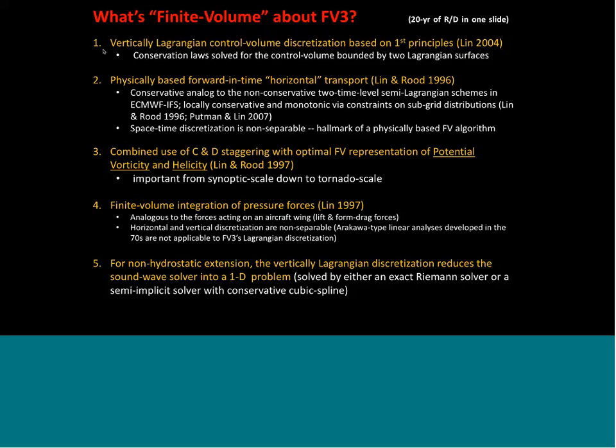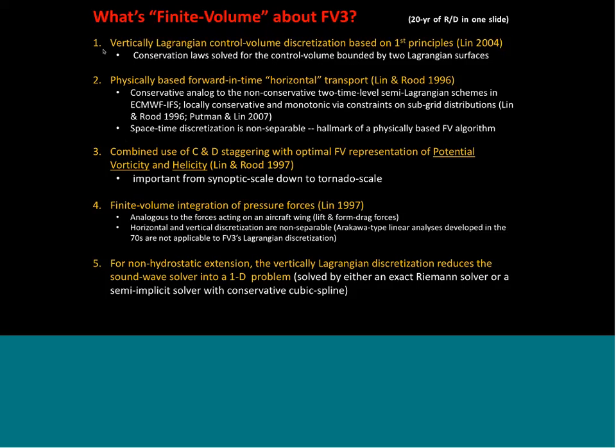The second item is the physically based forward-in-time horizontal transport. This is important not just for accuracy reasons, but also for computational reasons. For example, in transport, think about moving a volume of cold water from this place to this place. Assuming there are no other forces, it's just dynamics: you move it from this place to that place. It's based on characteristics, so space and time discretization are not separable. That's the difference, and I believe this is actually the hallmark of the finite volume scheme.